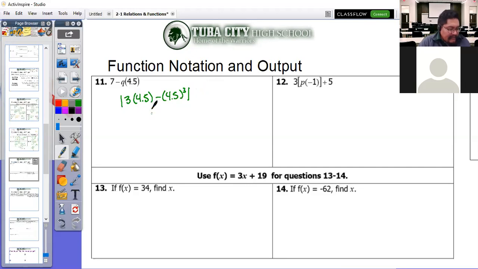So now I'm going to have to use my calculator. 3 times 4.5, and that would be 13.5 minus, and then I have 4.5 times 4.5 times 4.5, because my calculator does not do that.